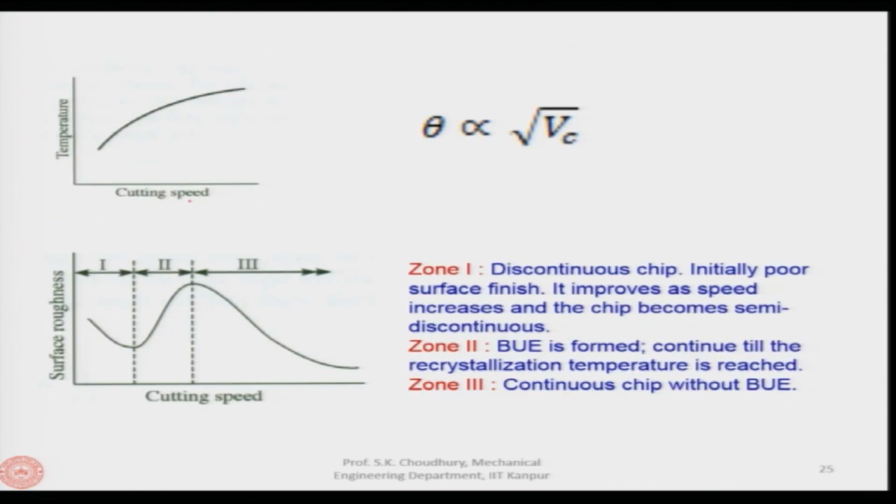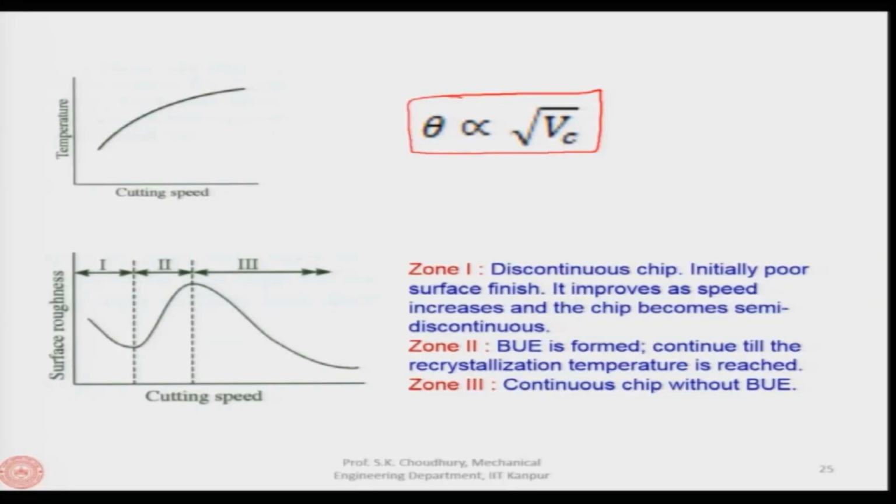Here, as I said, with the increase in the cutting speed, the temperature increases non-linearly and the temperature is proportional to the root over of the cutting velocity. All right. So, as the cutting process goes on, as the cutting speed increases, the temperature increases, and therefore, it goes into the built up edge formation zone, and the built up edge gets formed.